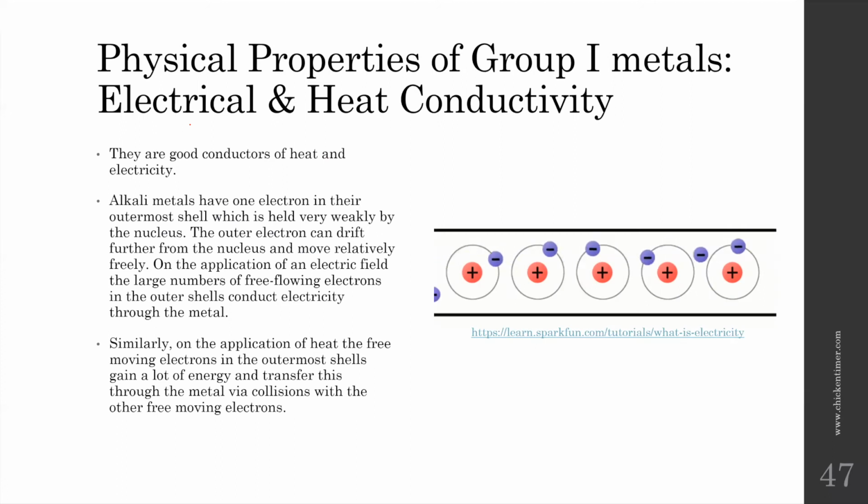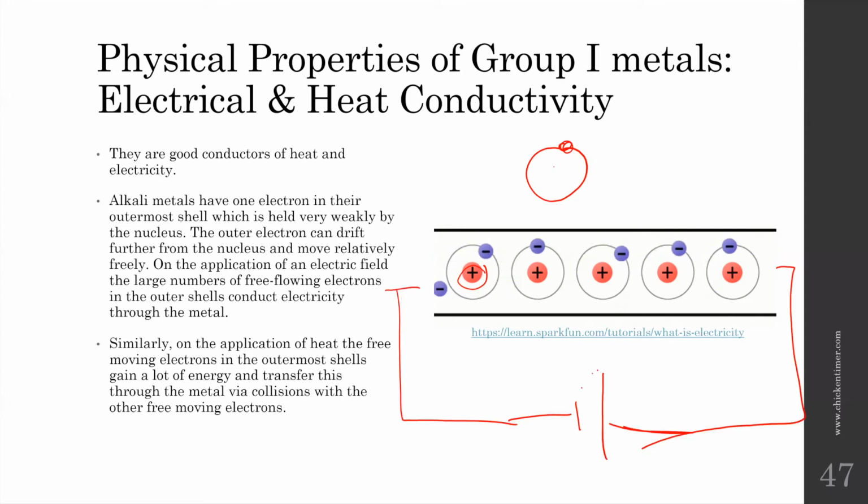They are good electrical and heat conductors. How they conduct electricity is like in the diagram. You remember their electronic structure, you will have one valence electron. These valence electrons are weakly connected to the nucleus, so they can move. If you connect a battery, the electrons will move around, so it conducts electricity. You just need to know this. The explanation, I don't think you need to know.